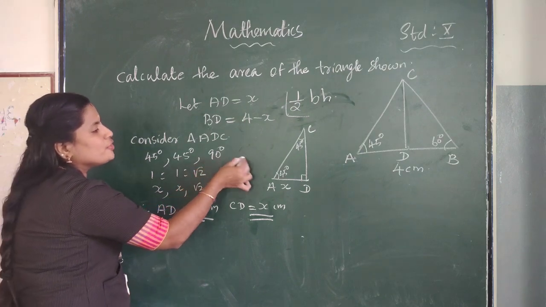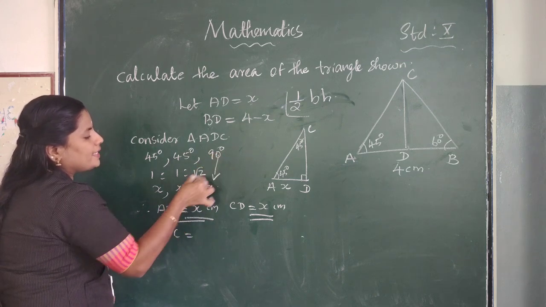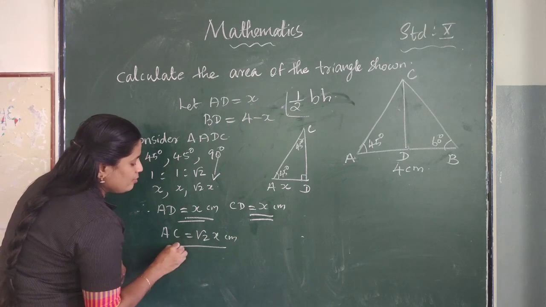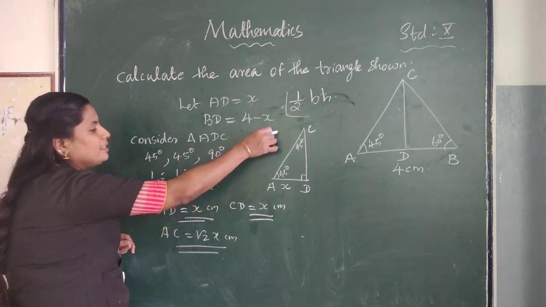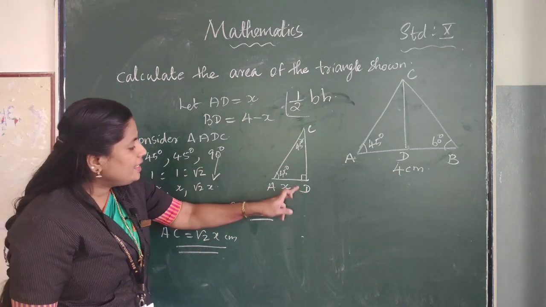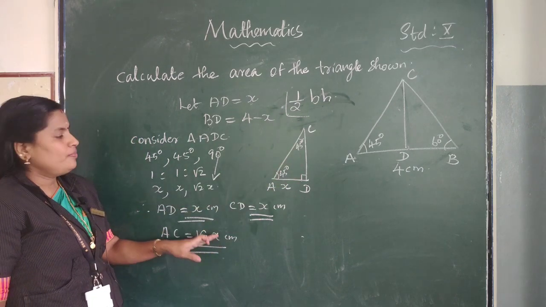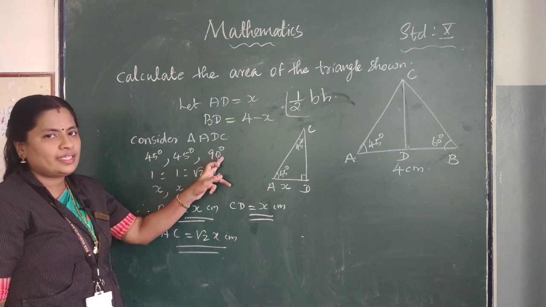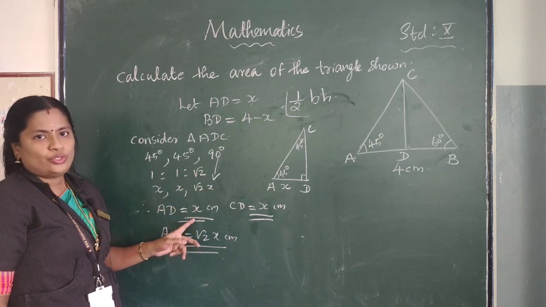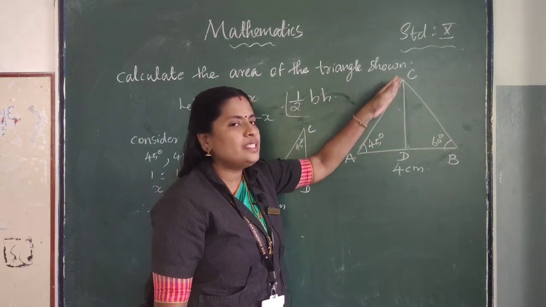Then opposite of 90 degree, that is AC. AC equal to root 2 x centimeter. In this triangle, we got AD equal to x centimeter, CD also x centimeter and AC equal to root 2 x. For 45, 45, 90 degree, the opposite sides are in the ratio 1 is to 1 is to root 2.